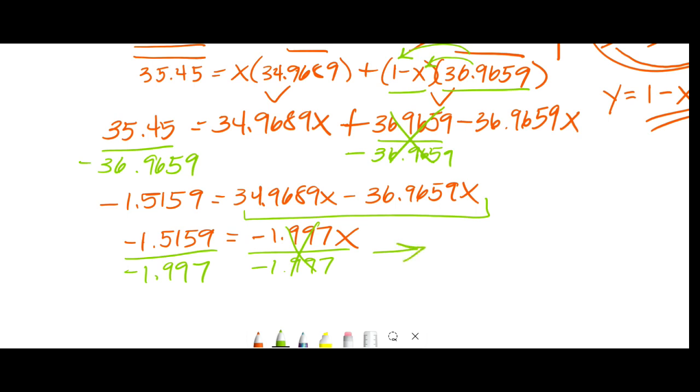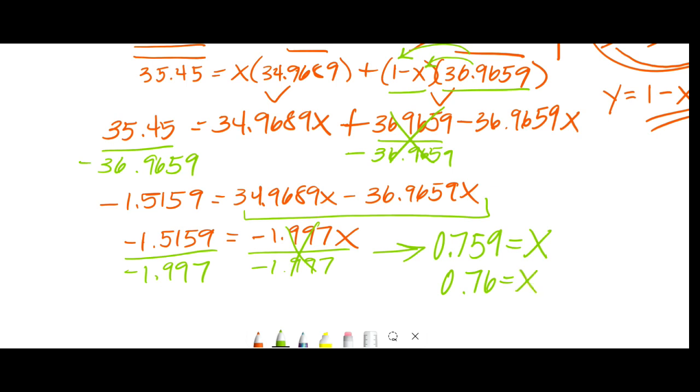When I put in my calculator negative 1.5159 divided by negative 1.997, I get 0.759 is equal to x. That is my x. And if I round that, I can get 0.76 is equal to x.